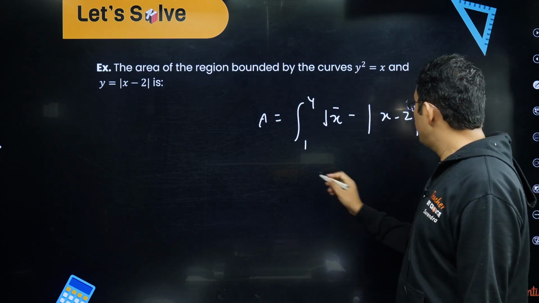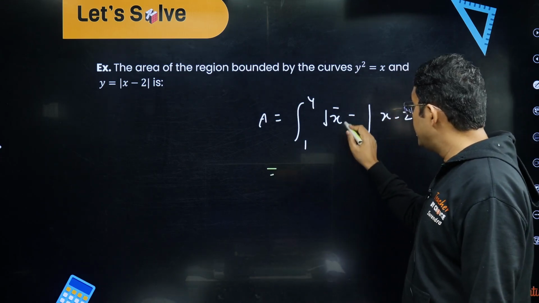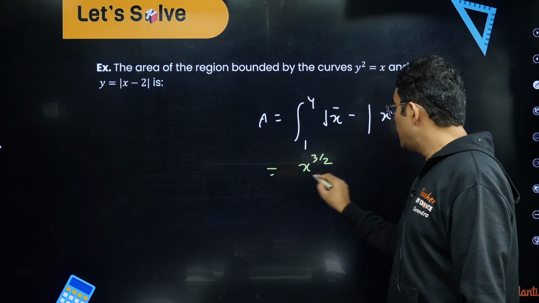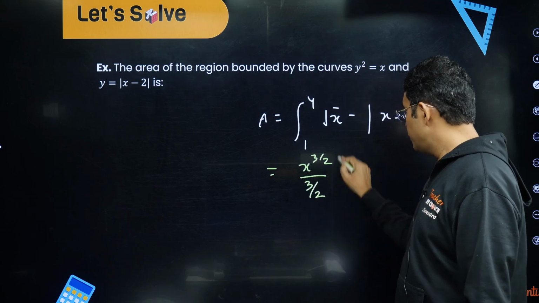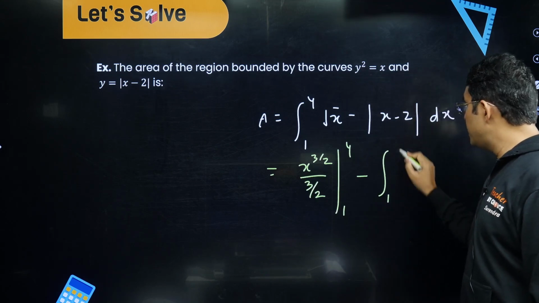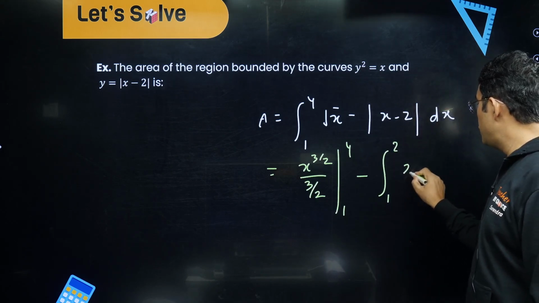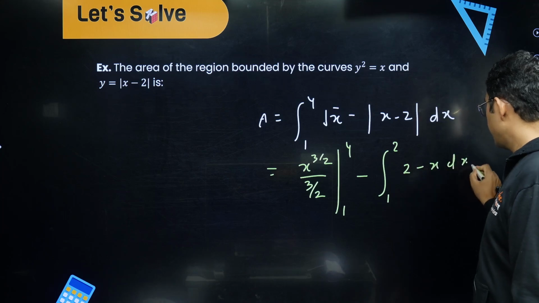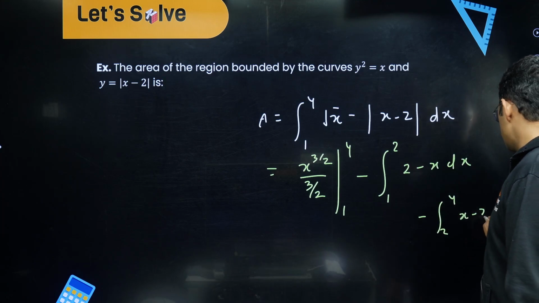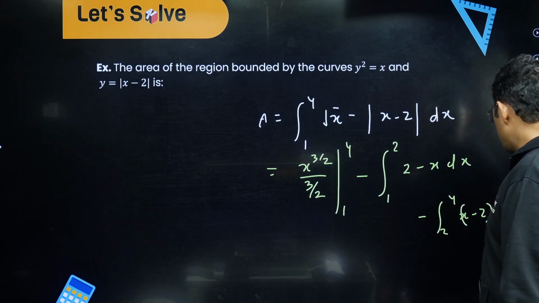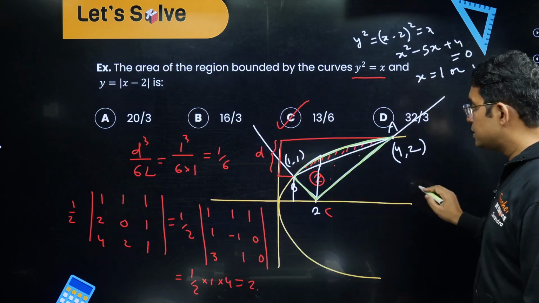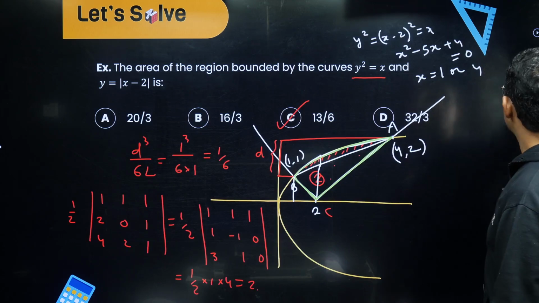Okay. Now we may do this by integrating under root x separately, which will be x power 3 by 2 upon 3 by 2 from 1 to 4, and then minus this, you can split in two parts: from 1 to 2 it will be 2 minus x dx, and from 2 to 4 it will be x minus 2 dx. You can do the calculation, it has to be the same as what I have given you here, that is 13 upon 6.